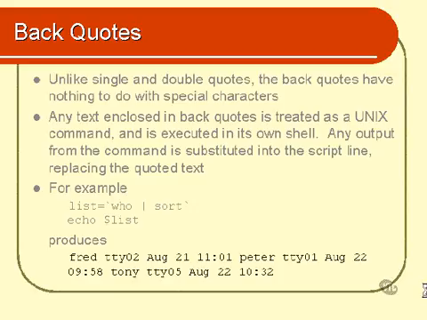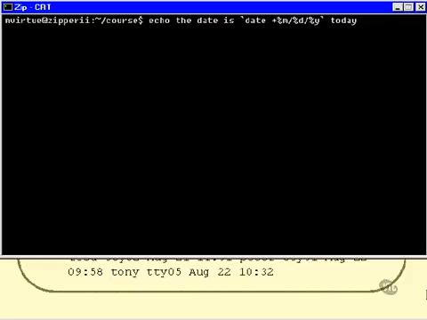Let's look at some more examples of the back quotes, because it does take a little bit of getting used to. So here's an example. Echo, and then the thing that I want to echo is: the date is something today. Now that something is the result of the date command. So basically take the date command, and I want the date to be in a particular format, MDY, month, day, year.